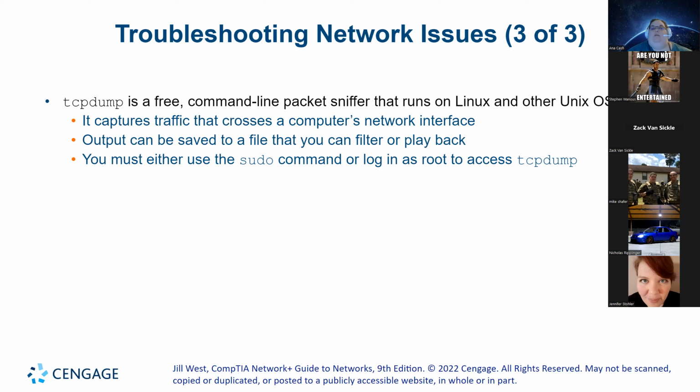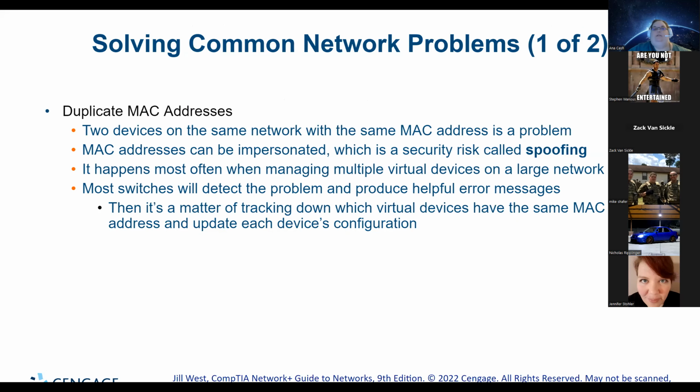Solving common network problems. Duplicate MAC addresses. This usually means that there's spoofing. Two devices on the same network with the same MAC address is a problem. MAC addresses can be impersonated, which is a security risk called spoofing. It happens most often when managing multiple virtual devices on a large network. Most switches will detect the problem and produce helpful error messages. Then it's a matter of tracking down which virtual devices have the same MAC address and updating each device's configuration.